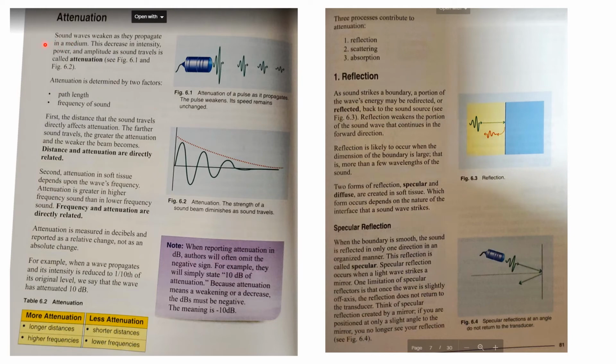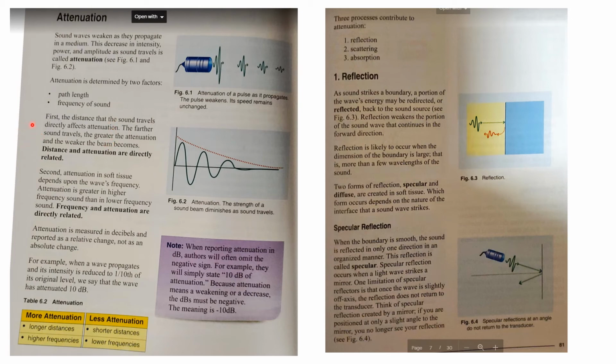Okay, now we're going to talk a little bit more about attenuation, which is reducing things. Sound waves weaken as they propagate in a medium. This decrease in intensity, power, and amplitude as the sound travels is called attenuation. Attenuation is determined by two factors, path length and the frequency of the sound. And here's an example. You can see a transducer. It starts out with a powerful signal, but it gets weaker and weaker as it goes through the medium.